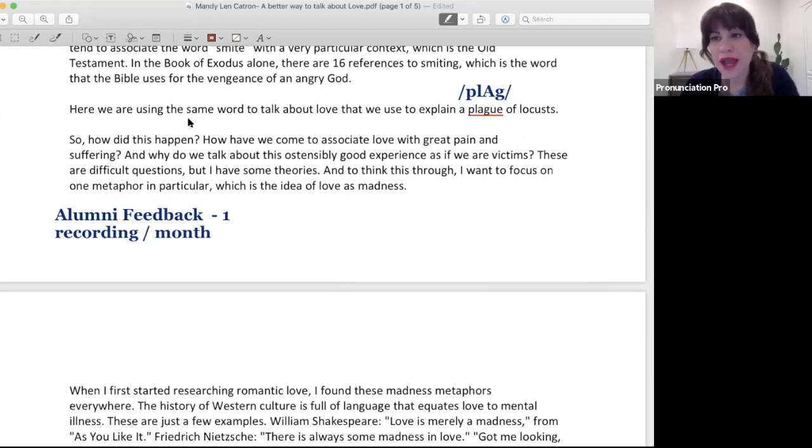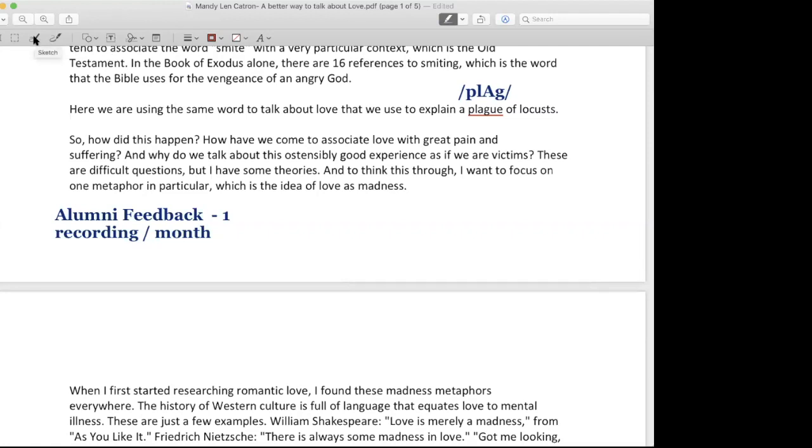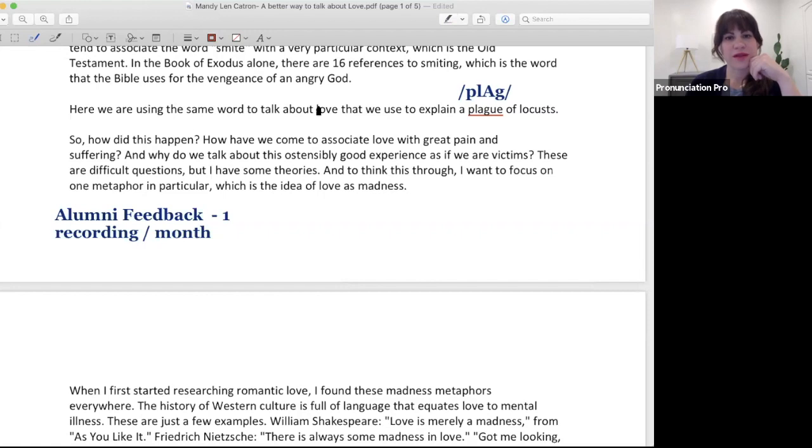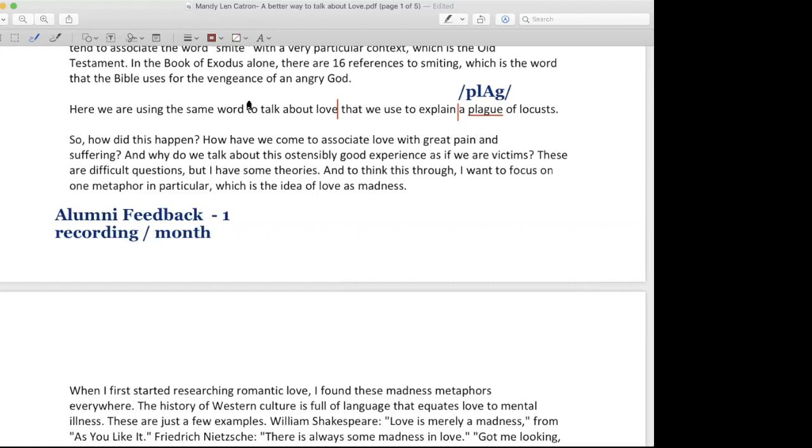Good. Let's go back to this one sentence and get that fluid movement. You're doing a really good job getting the sounds in place. Now we're just going to make it flow. Through the program, a lot of times we zoom in on all the sounds, we get really good at the sounds, but then we are so concentrated on the sounds that it affects the rhythm and the flow. So we're going to get back into the flow of things now that you've done such a good job getting the sounds in place. Here we are using, so do that for me. Here we are using the same words to talk about love. The same word to talk about love. That we use to explain a plague of locusts.